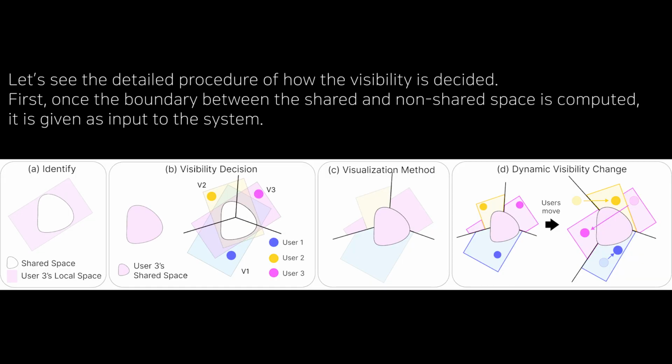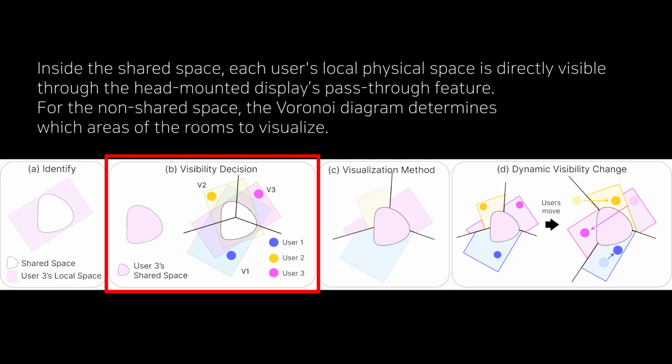Let's see the detailed procedure of how the visibility is decided. First, once the boundary between the shared and non-shared space is computed, it is given as input to the system. Inside the shared space, each user's local physical space is directly visible through the head-mounted display's pass-through feature. For the non-shared space, the Voronoi diagram determines which areas of the rooms to visualize.